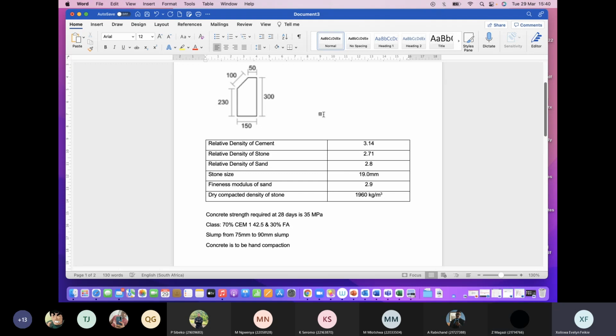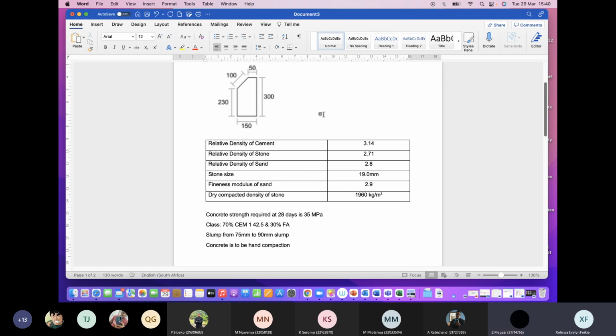Wait. Go to page 123. What I said is you have two formulas to determine the volume of sand, right? You can either use the first one or the second one.